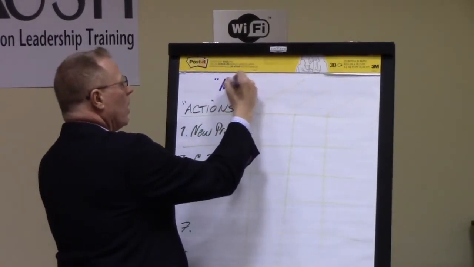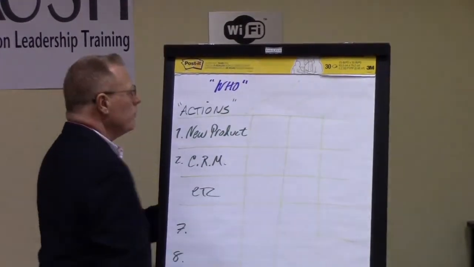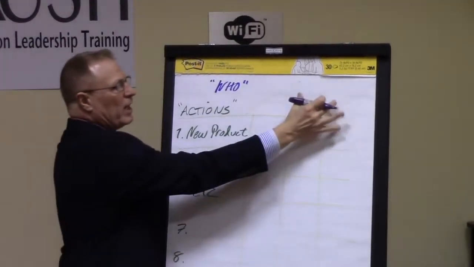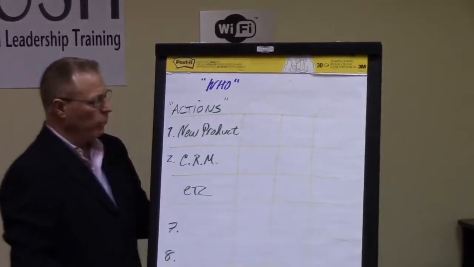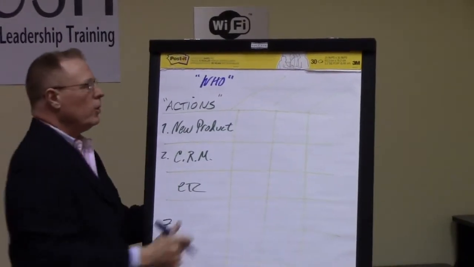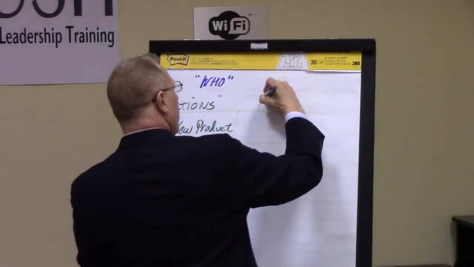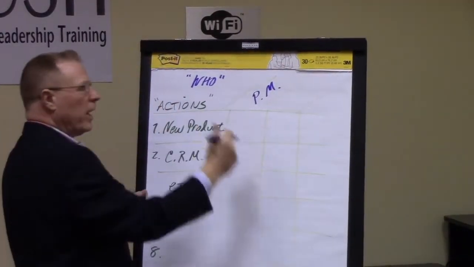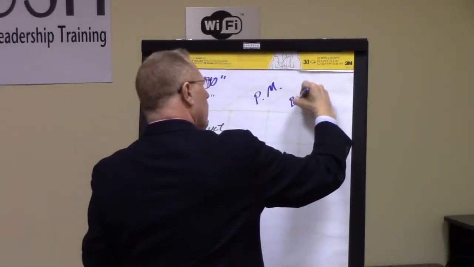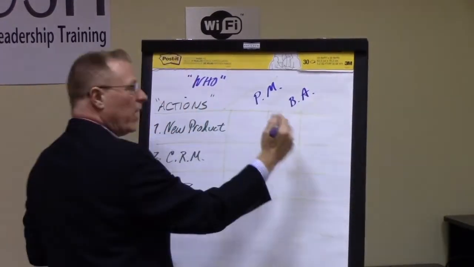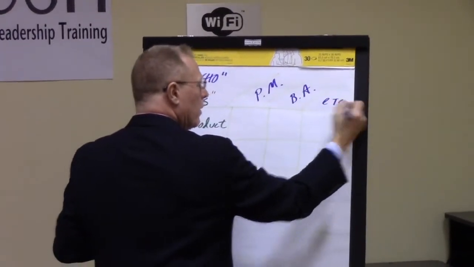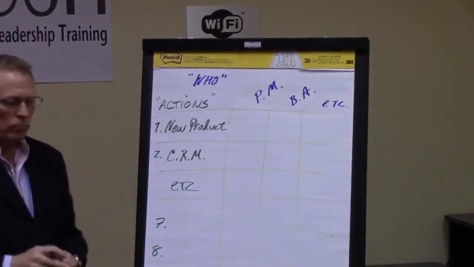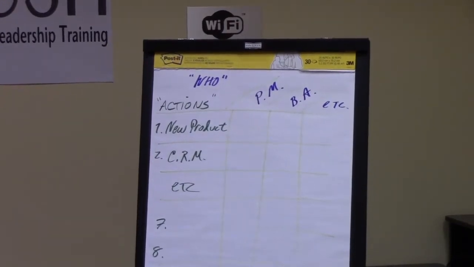We array them across the x-axis, the who, because typically we have less people and resource to do stuff with and more stuff to do. You could invert these if that was not the case. The who in our case might be something like the project manager, the business analyst, etc. We're going to build what is called roles and responsibilities, frequently called a RACI chart.